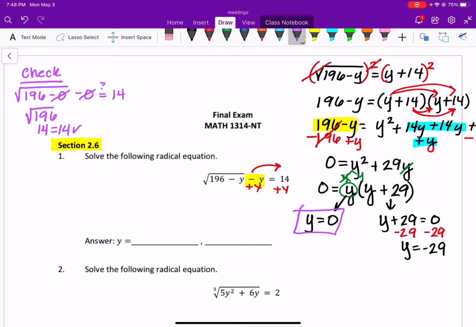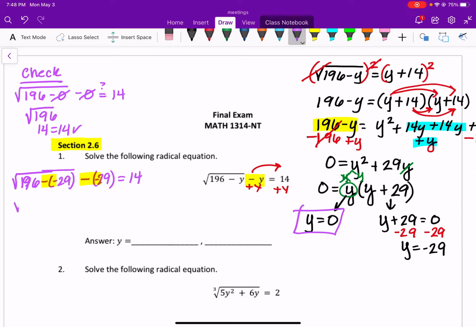But now we've got to do the same thing with the negative 29. So we're going to check that one. So we're going to do the square root of 196 minus a negative 29. And then on the outside, minus a negative 29. We want to know, is that going to give us 14? Well, if you remember, two negatives in a row here and here are going to make that positive.